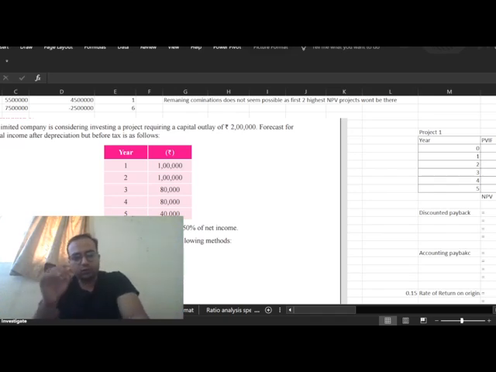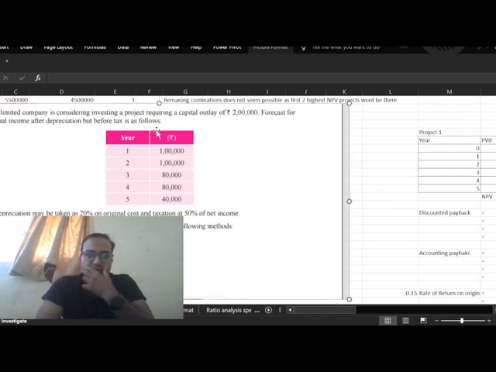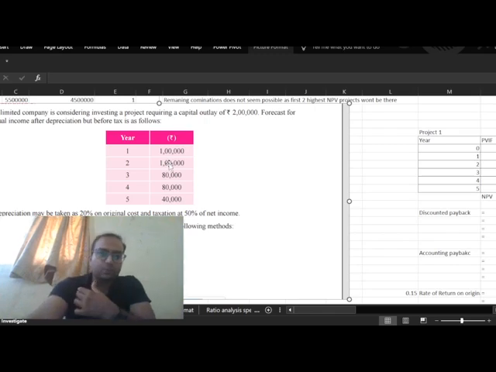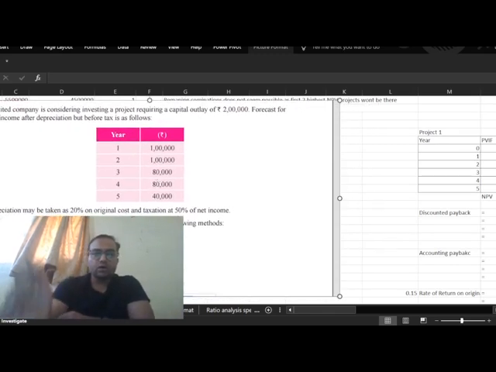All right, so for explaining that, let us take one example. So here, as you can see, a limited company is considering investing in a project which requires a capital outlay of 2 lakh. Forecast for annual income after depreciation but before tax is as follows. So that means they have provided the depreciation but tax is not yet taken. So we will have to do what to find out the cash inflows? We will have to reduce the tax and add back the depreciation amount.